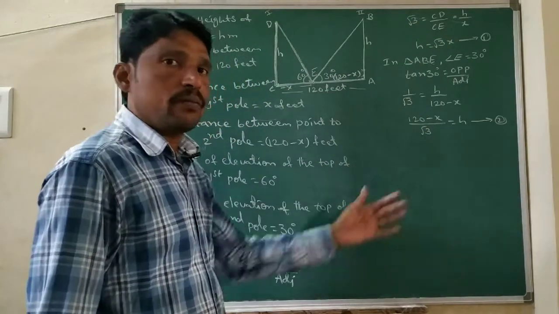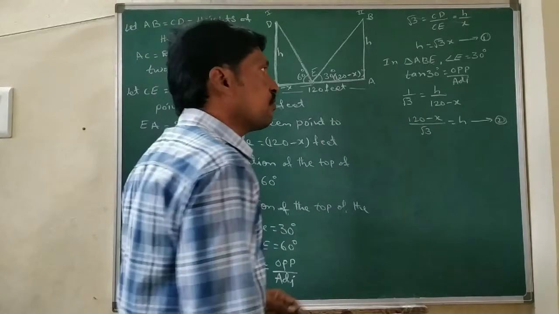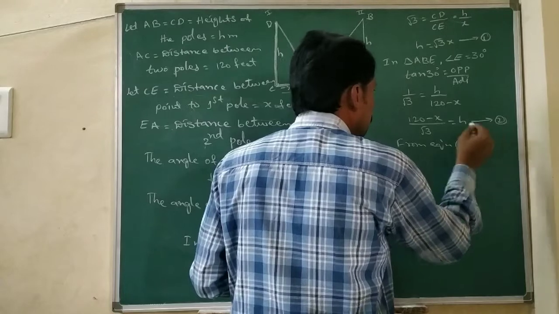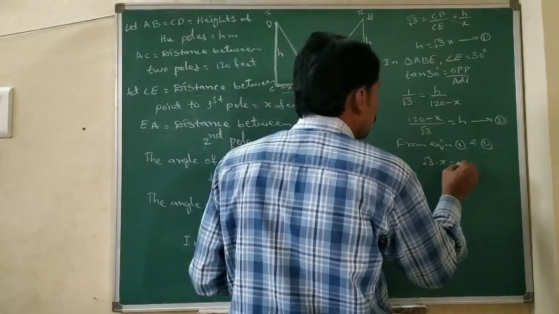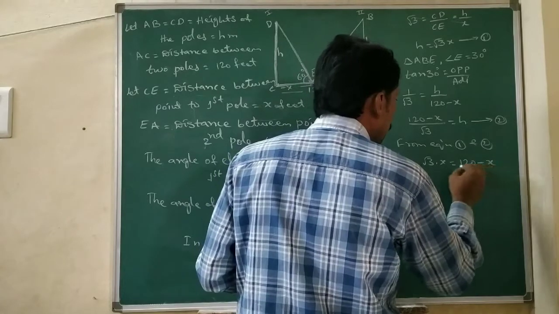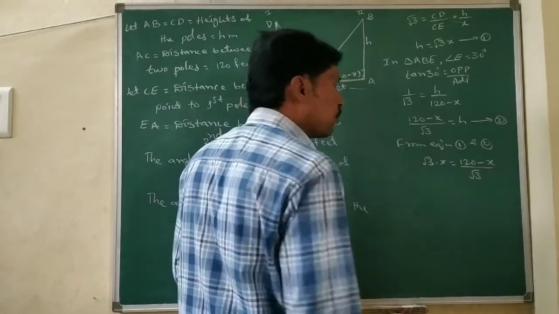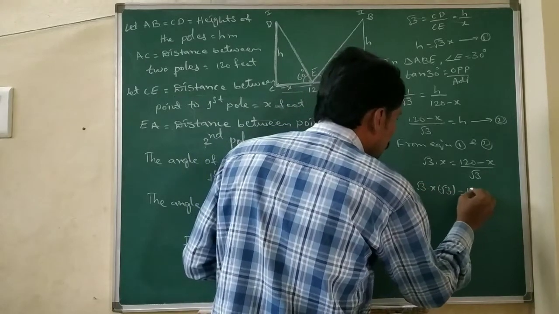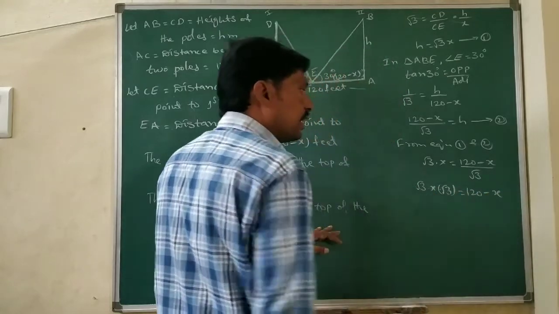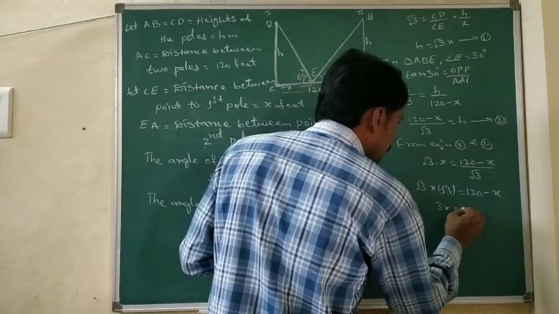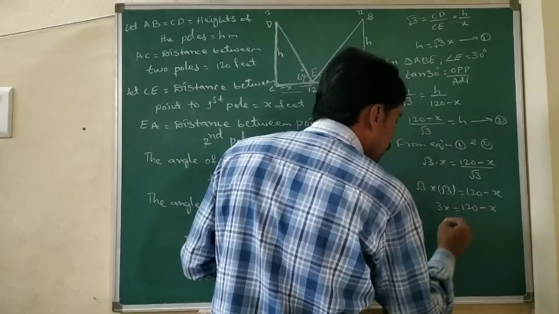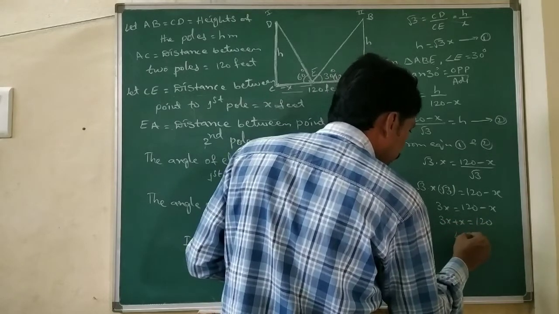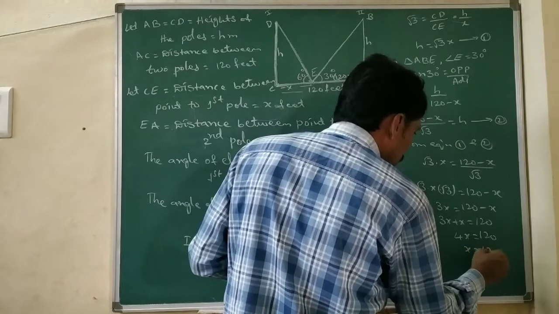Equating both sides from equation number 1 and 2, we get root 3 into x equals (120 minus x) by root 3. Transposing this root 3 to the left, root 3 into x into root 3 equals 120 minus x. Root 3 into root 3 is 3, so 3x equals 120 minus x. Transposing x to the left, 3x plus x is 4x equals 120. So x equals 120 by 4.